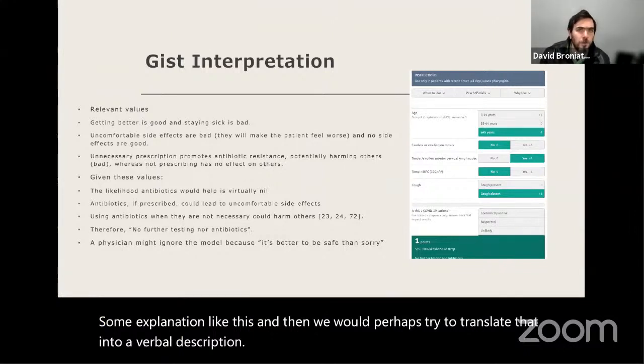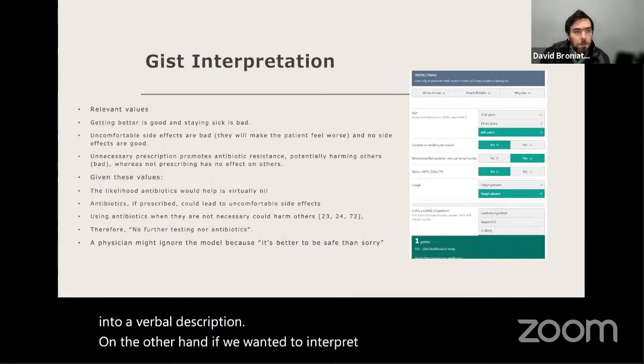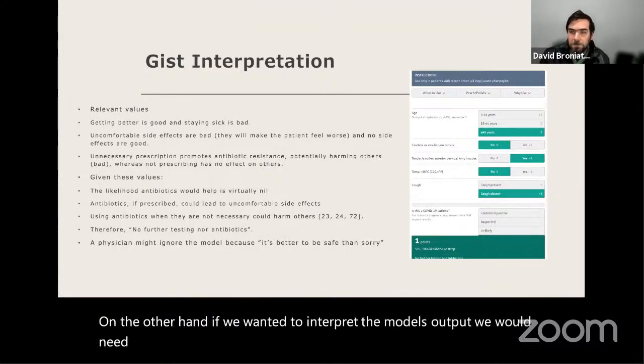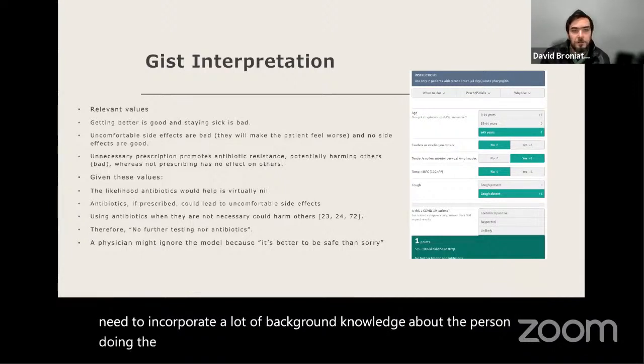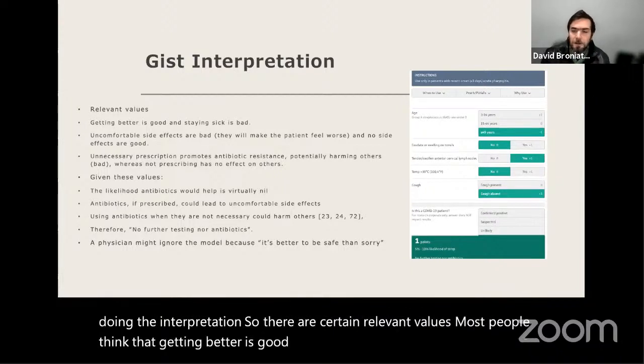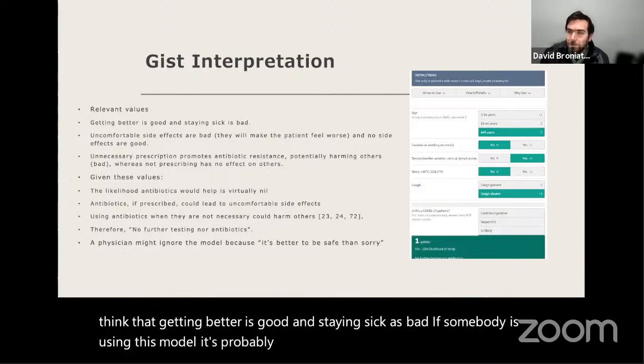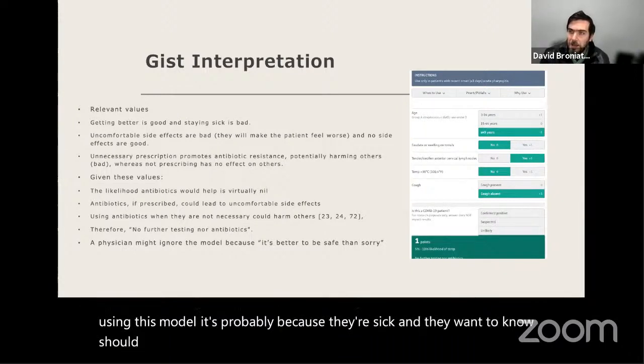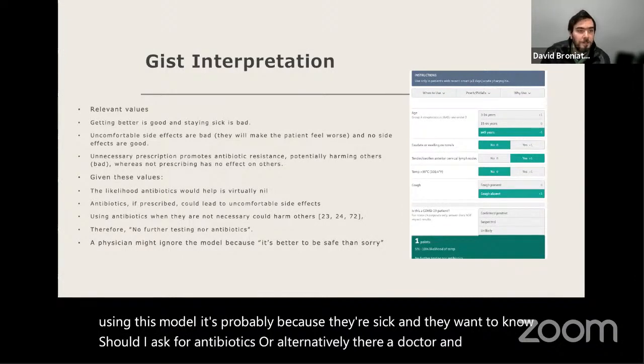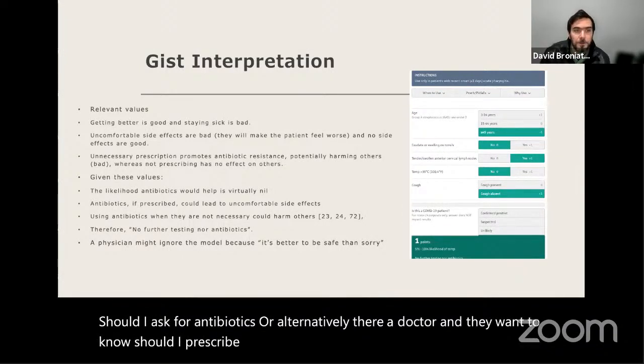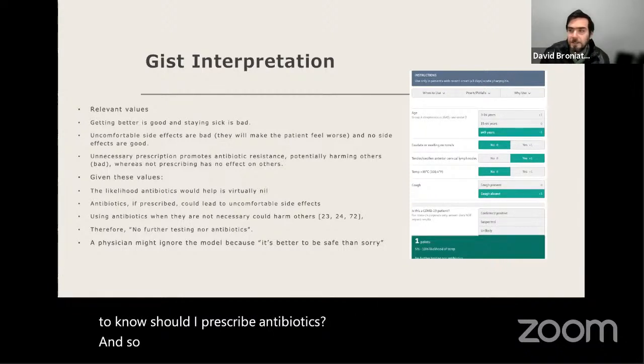On the other hand, if we wanted to interpret the model's output, we would need to incorporate a lot of background knowledge about the person doing the interpretation. So there are certain relevant values. Most people think that getting better is good and staying sick is bad. If somebody is using this model, it's probably because they're sick and they want to know, should I ask for antibiotics? Or alternatively, they're a doctor and they want to know, should I prescribe antibiotics? And so the doctor will have to take into account a lot of other features, right?